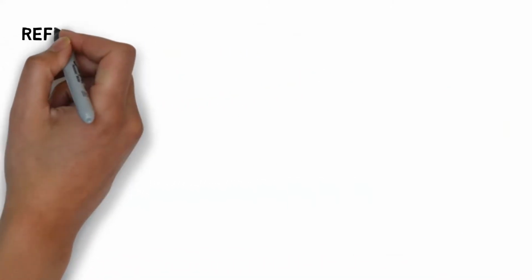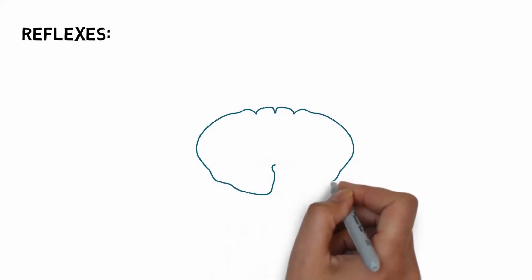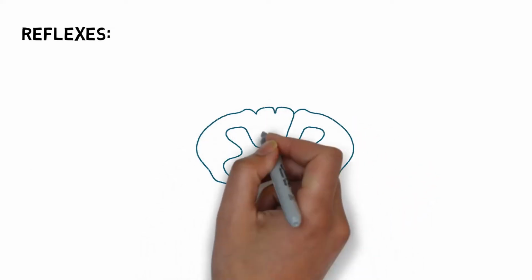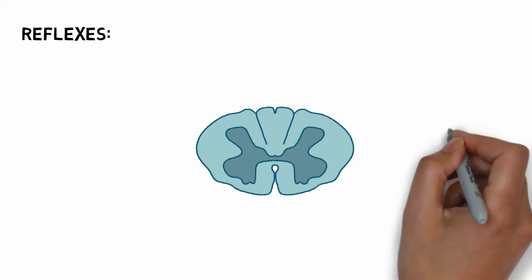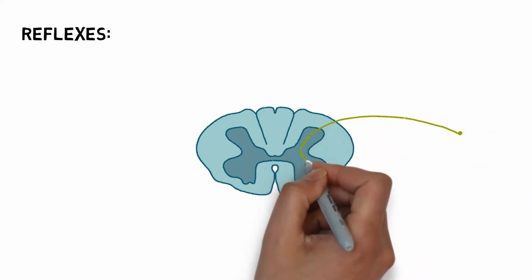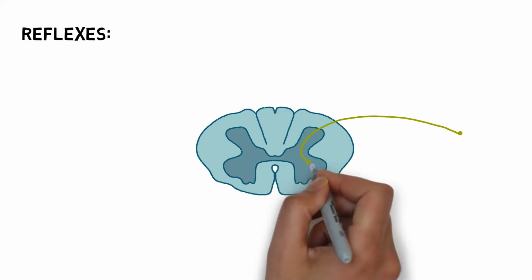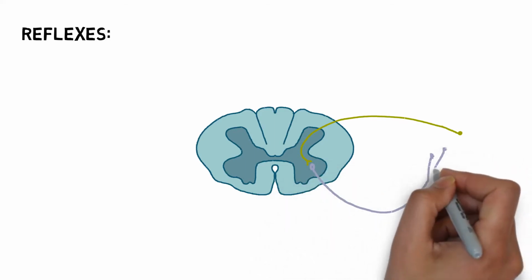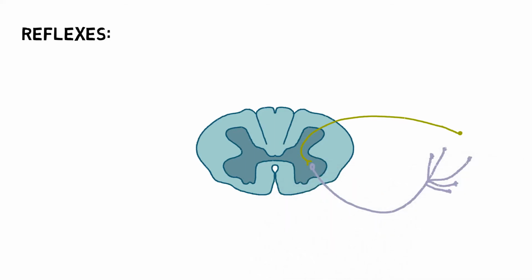The lower motor neuron is responsible for our reflexes. A simple reflex arc is composed of a sensory input and a motor output. A sensory nerve synapses on the motor neuron directly, producing a quick response that is reflexive and unconscious in nature. It will occur again and again in the same way.